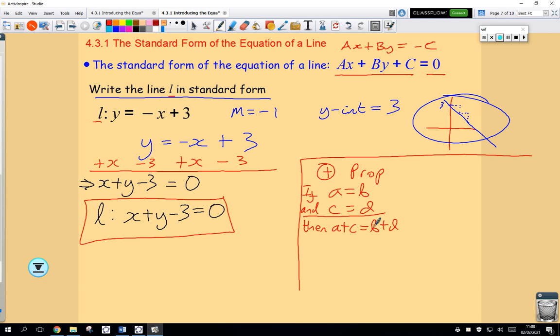If equal quantities are added on both sides, or equal quantities are subtracted on both sides, then the two sides of the equation remain equal. So x plus y minus 3 equals 0. That's exactly the same line as -x plus 3.